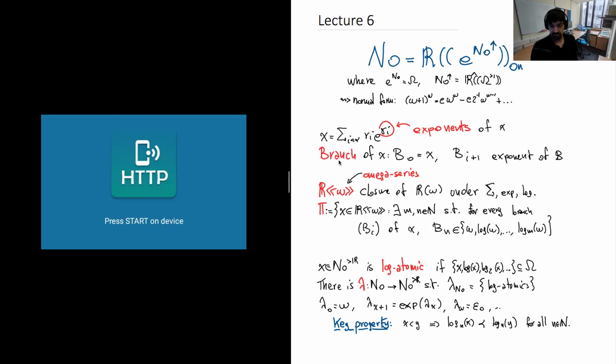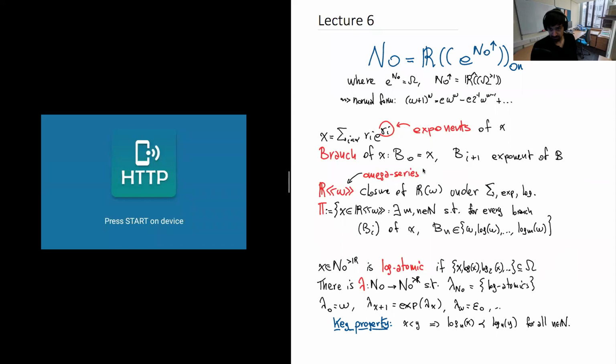Okay, and then Alessandro defined something more technical. Every time you take a surreal number and write it as an infinite sum in these exponential normal forms, you call the gammas appearing as exponents of these monomials exponents. Each monomial is the exponential of a purely infinite number, and this purely infinite number is an exponent. And a branch is an iterated sequence of exponents. You start with some surreal number x, call it B0. B1 is some exponent of x. B2 is some exponent of B1, and you continue like that.